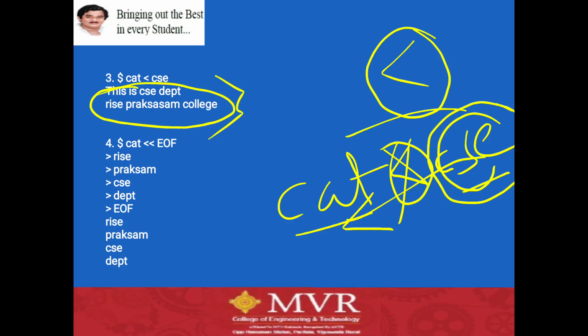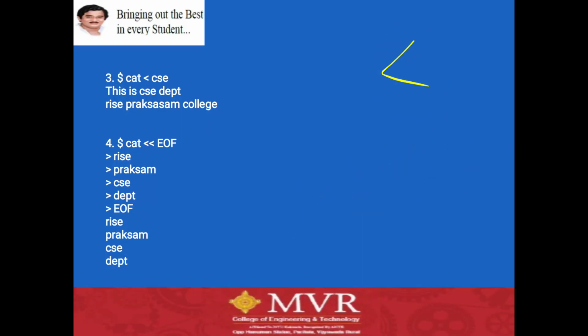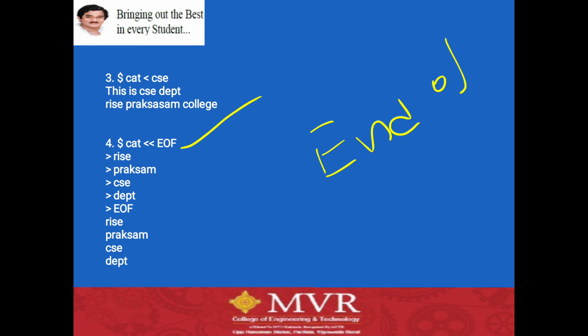Okay, then here is cat with the double less than symbol. Again, this double less than symbol is used in special cases. For example, if you write cat double less than eof, eof is nothing but end of file. It is a marker; for example, end of file is specified as eof, right?